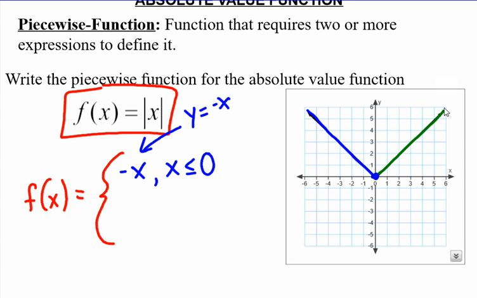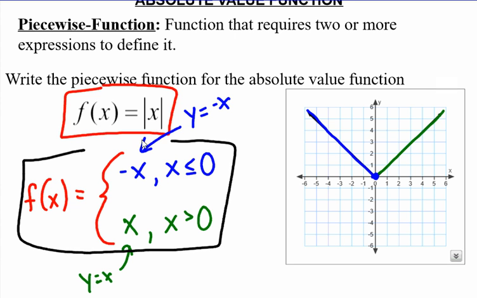Now I need to write the green equation. The green equation follows a different one because it has a positive slope. So it would be the line y equals x, which we just would write as f of x equals x. And then we put a comma, and we need to write when this is applicable. Since the blue one got 0, we would say this applies when x is greater than 0. And so it's another way of writing the absolute value function. We need to write it as two different parts because technically it has two different parts. And that's called a piecewise function. A piecewise function is a function that requires two or more expressions to define it.